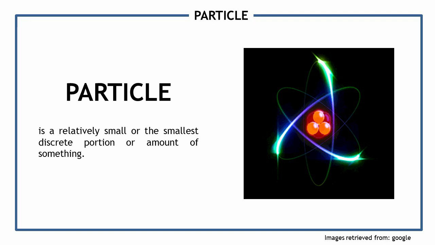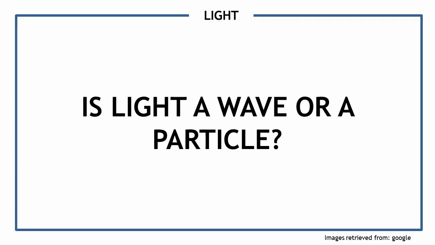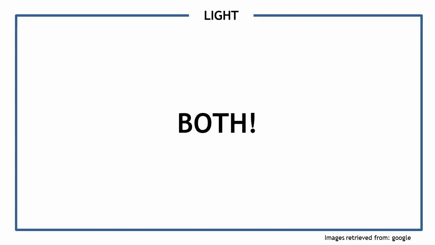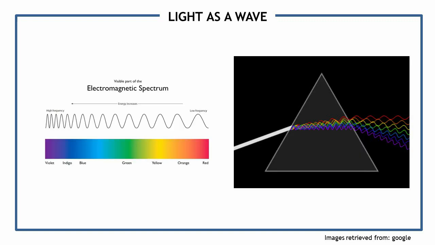Now that we know what a wave and a particle is, let's face the big question for our topic for today. Is light a wave or a particle? The answer is both. Light is a wave and at the same time, light is also a particle. So, paano nangyari itong dalawang ito? Let's talk about light as a wave first.